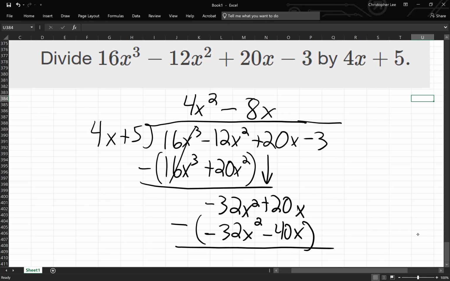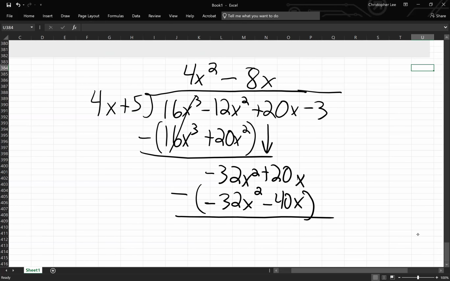I want to subtract this. Negative 32x squared minus 32x squared is 0. 20x minus negative 40x, what's that? 60x. Good. And minus 3, because negative and negative is positive. Now 4x goes into 60x how many times? 15x. Okay, so plus 15.